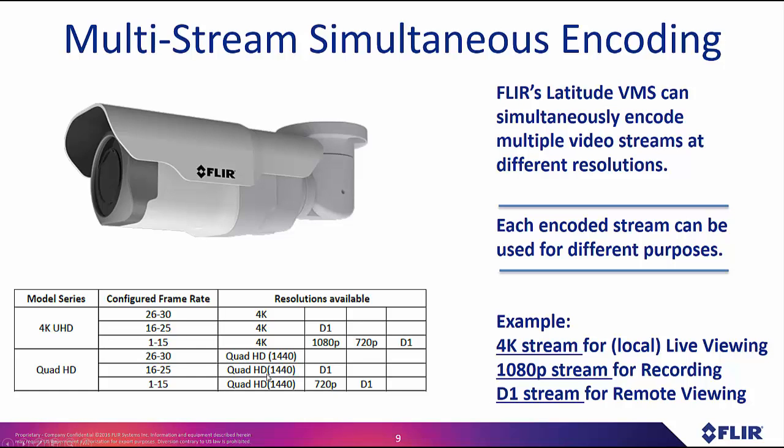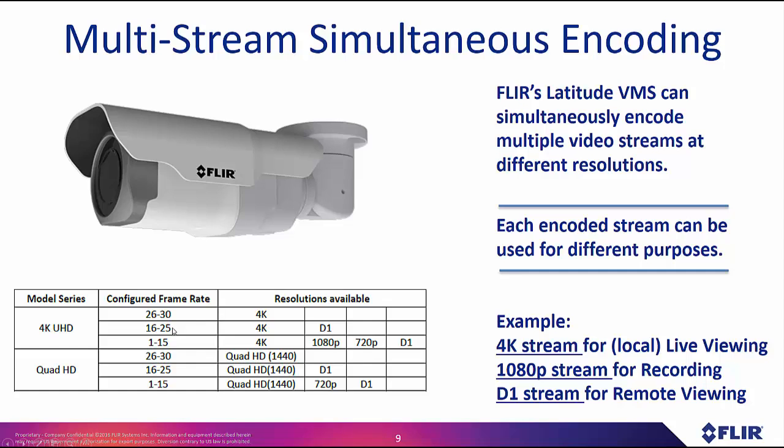So let's take a look over here on the left hand side and what this chart really means. If you look at this, it's broken down into two different cameras, our 4K camera and our Quad HD camera, which is a 1440p camera. And you can see each one of them has three lines. We'll stick to the 4K for now. If you look at the very top, the configured frame rate is the important category right here to know about when it comes to the limitations for certain streams. So if you look right here, our 4K camera, if you set the frame rate between 26 and 30, it will send you one stream, the 4K stream.